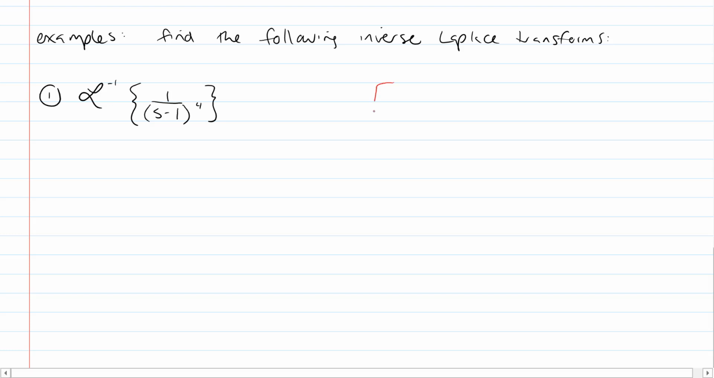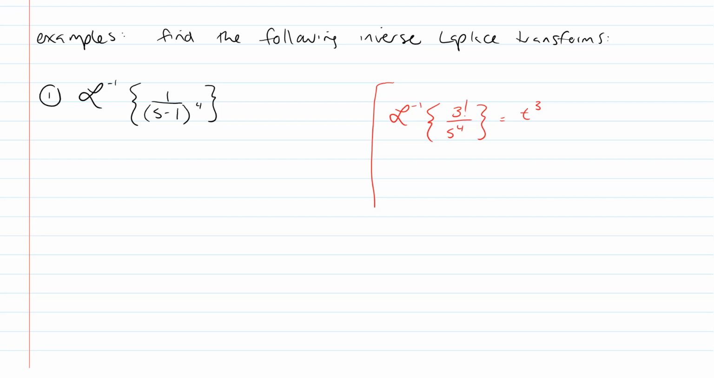So in a little box to the right, we're going to note that the inverse Laplace transform, the closest we can come, we've got (s minus 1) to the fourth, that's a shift on the s-axis of 1, but basically we're looking at s to the fourth power here. So the closest we can come is s to the fourth. We're going to need a 3 factorial in the numerator, and that is going to give us t cubed. So let us take a look at how to handle this.